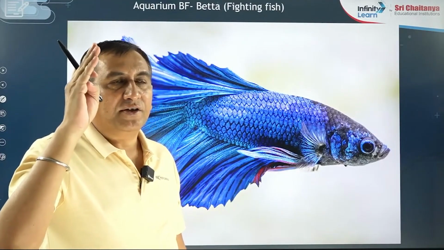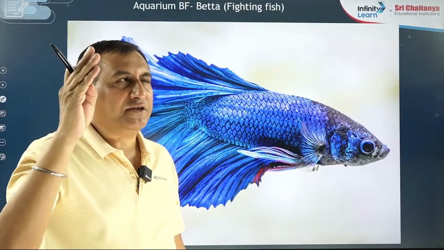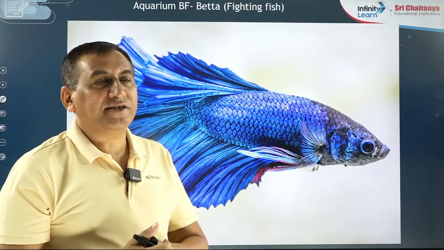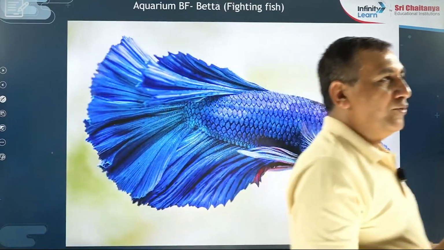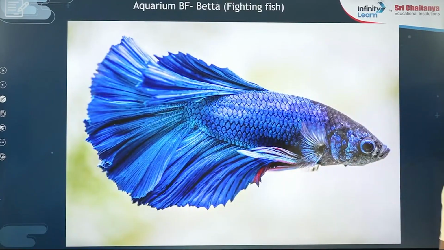Freshwater bony fishes, marine water bony fishes, and some of the bony fishes are kept in the aquarium.